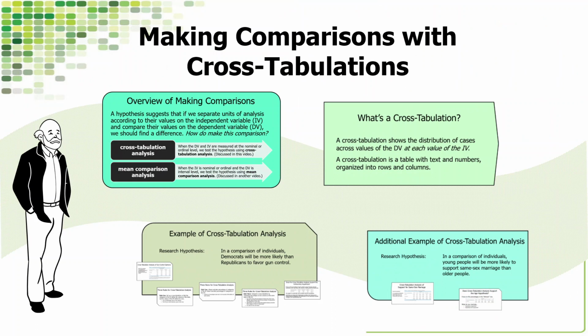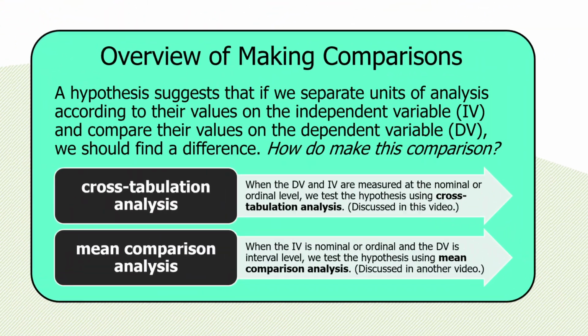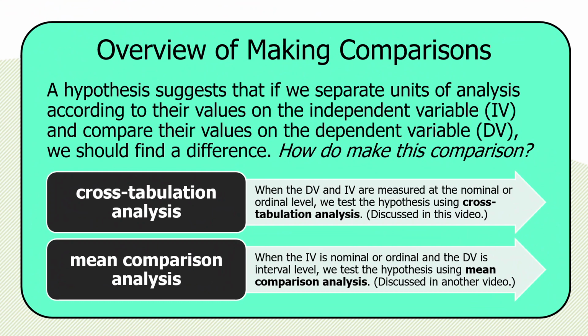I'm Philip Pollack. Recall that a hypothesis suggests that if we separate units of analysis according to their values on the independent and compare their values on the dependent, we should find a difference. The difference, of course, is specified in the hypothesis. When the dependent and independent variables are measured at the nominal or ordinal level, sometimes called categorical variables, we test the hypothesis using cross-tabulation analysis. When the independent variable is nominal or ordinal, and the dependent variable is interval, we test the hypothesis using mean comparison analysis. Let's look at crosstabs.